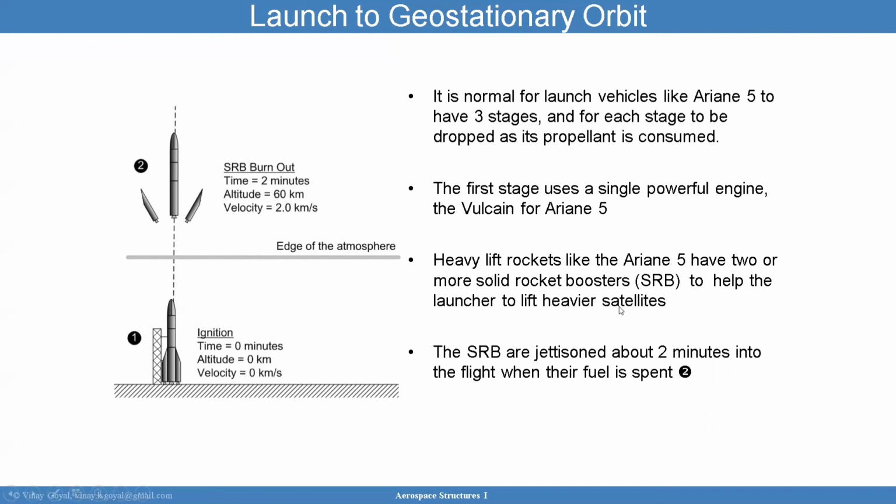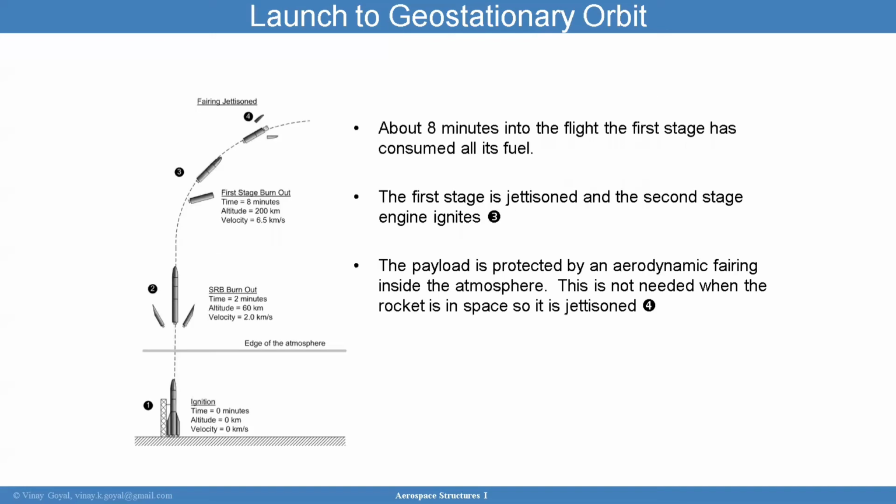The solid rocket motors are jettisoned about 2 minutes into the flight. Typically, that's when the fuel has been expended. So you can jettison the solid rocket motors, get rid of that because that's extra weight you don't need. And so that'll help you really achieve the velocities you need. Typically, you burn it out about 60 kilometers above Earth.